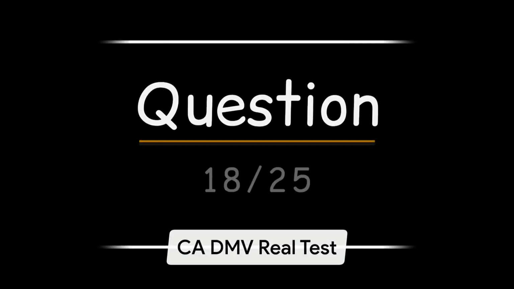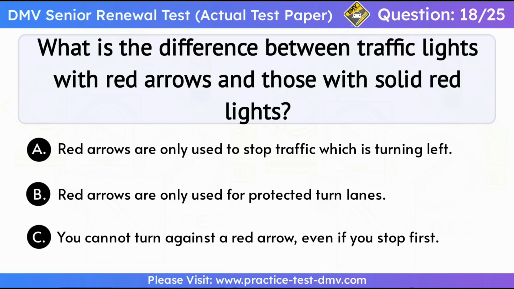Question 18. What is the difference between traffic lights with red arrows and those with solid red lights? A. Red arrows are only used to stop traffic which is turning left. B. Red arrows are only used for protected turn lanes. C. You cannot turn against a red arrow, even if you stop first. Correct answer, C. You cannot turn against a red arrow, even if you stop first. You may sometimes turn right when stopped by a solid red light. You may never turn left or right when stopped by a traffic light with a red arrow.